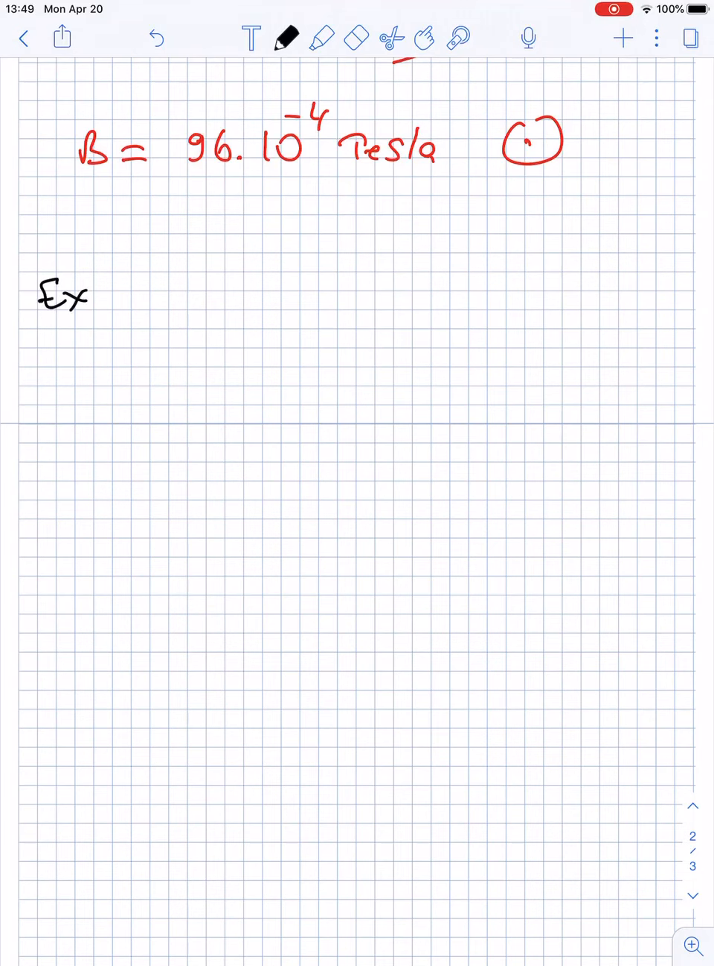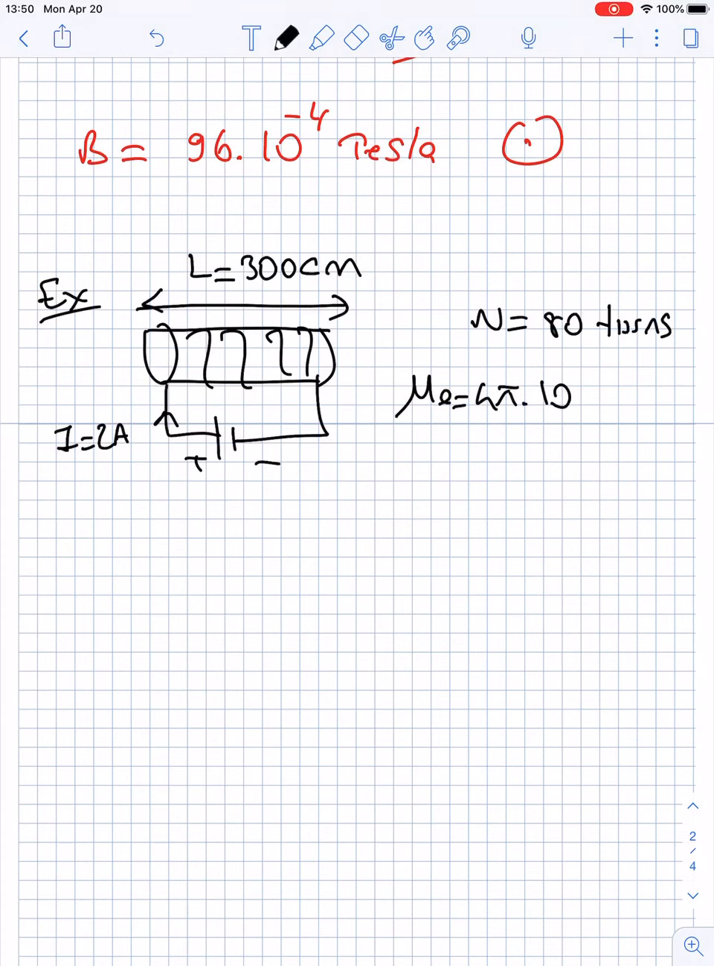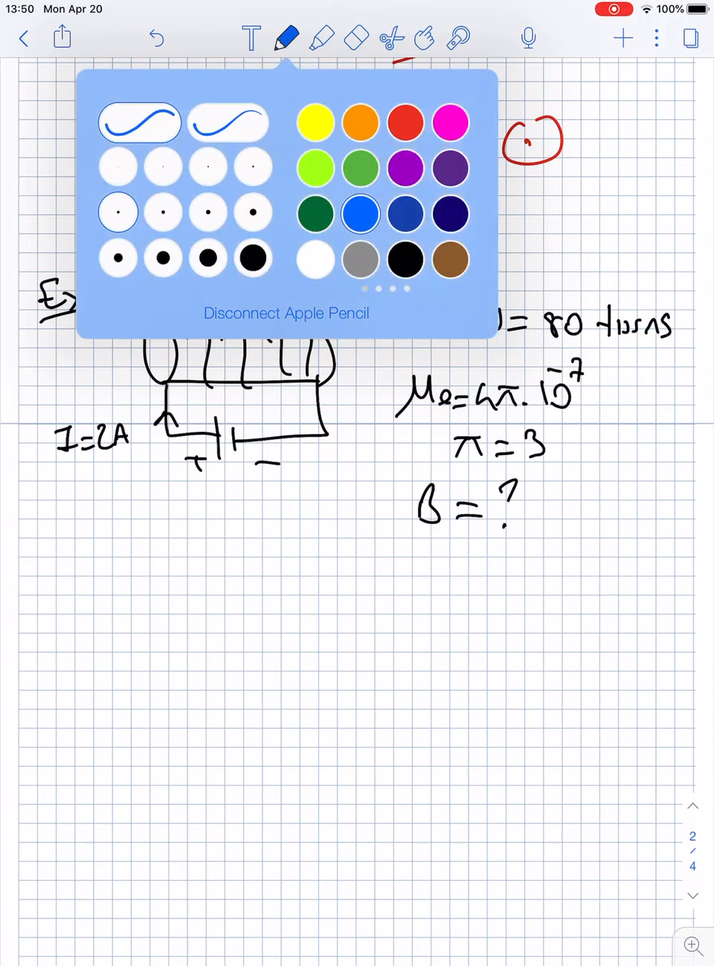Next example. Again, it is our solenoid. I will turn a connecting wire around the solenoid. This is my battery, and the current is 2 ampere. The length of the solenoid L is 300 centimeter. N is 80 turns. Mu 0 is 4 pi times 10 to the power minus 7, and pi is 3. Calculate the magnetic field of the solenoid. B is how much?